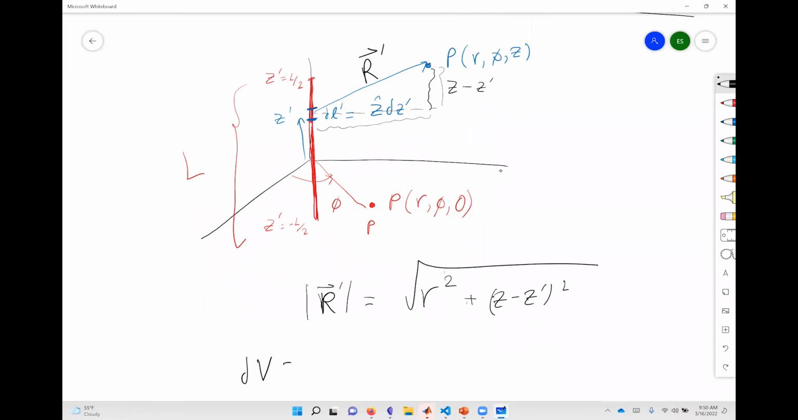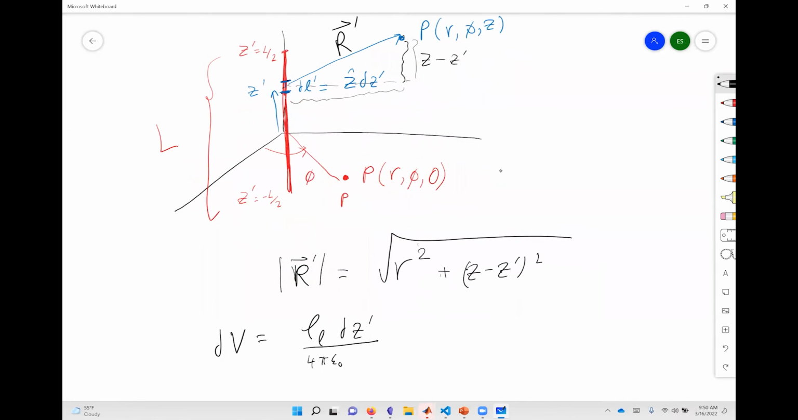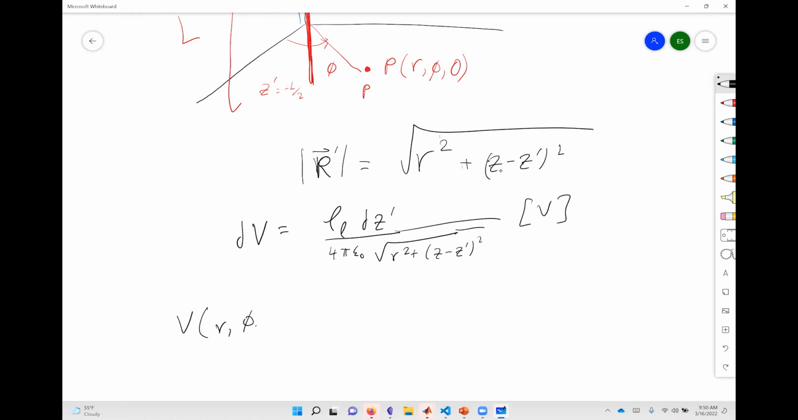What is dV? What is the voltage due to this small segment then? It is going to be rho L dz prime. Dz prime is the length of that small segment. So this gives me the charge over 4 pi epsilon naught times the magnitude R, the distance from that segment to the general point. So that's going to be the square root of R squared plus Z minus Z prime squared, in volts.